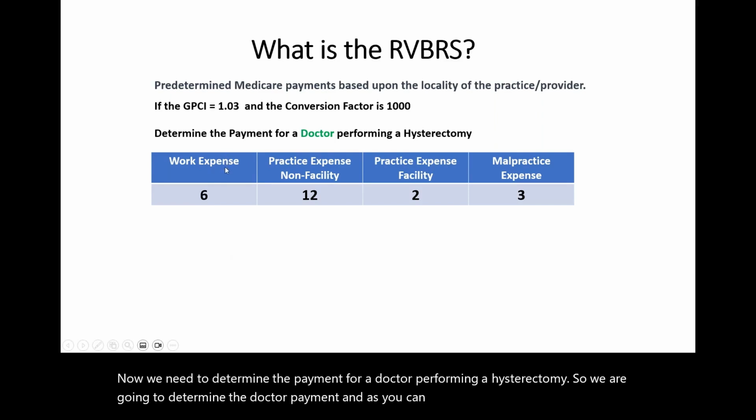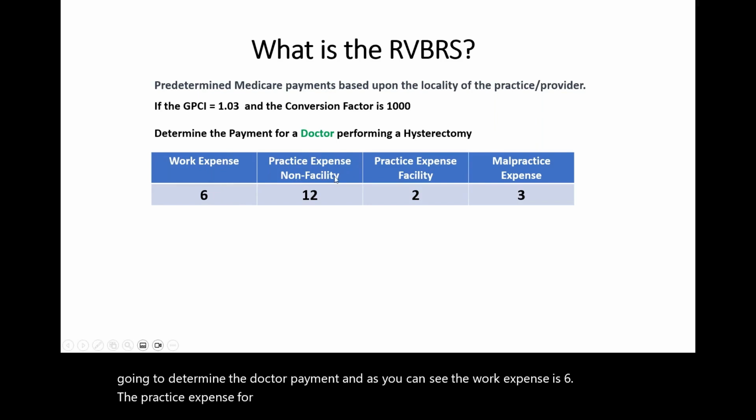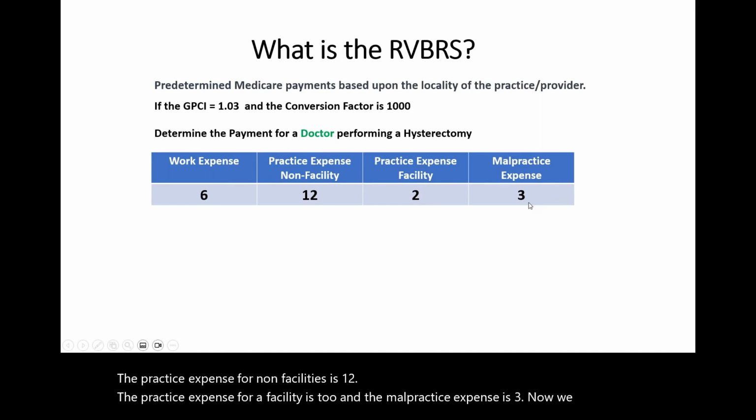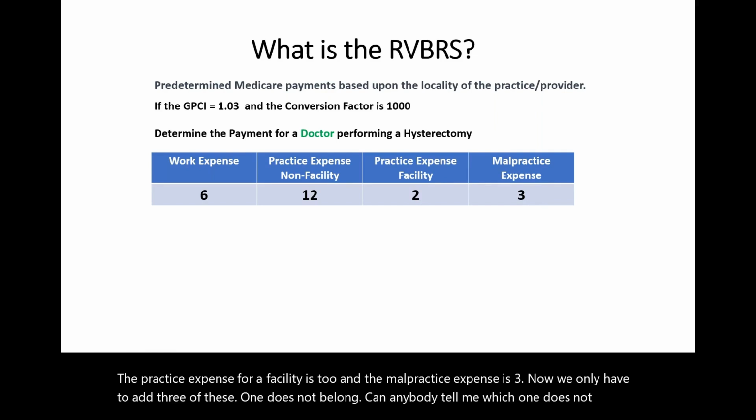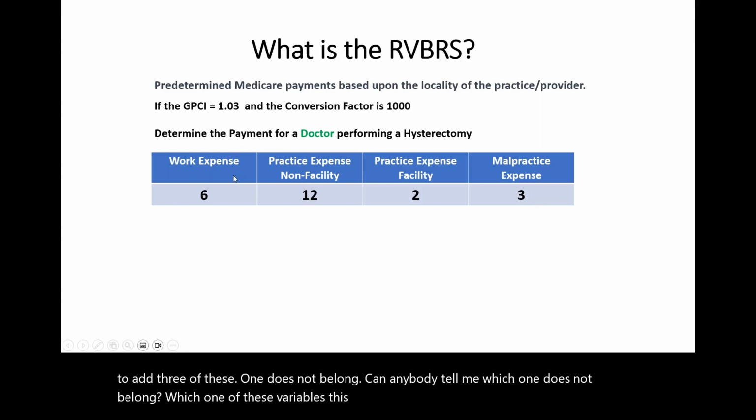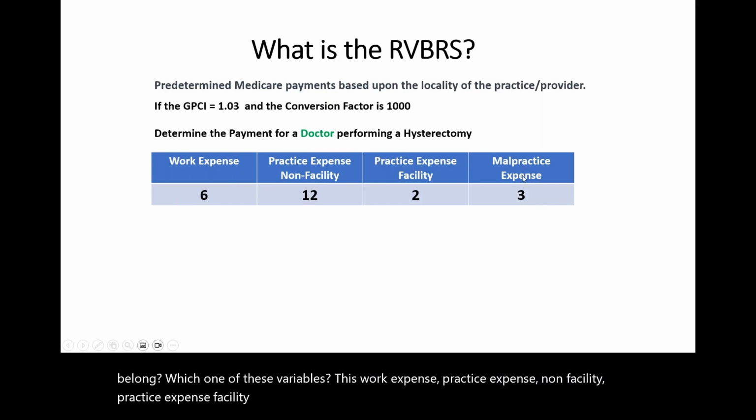And as you can see, the work expense is 6. The practice expense for non-facility is 12. The practice expense for a facility is 2. And the malpractice expense is 3. Now we only have to add 3 of these. One does not belong. Can anybody tell me which one does not belong? Which one of these variables?